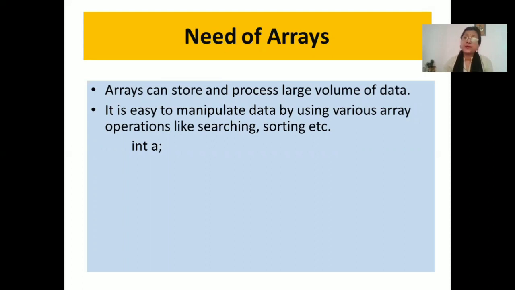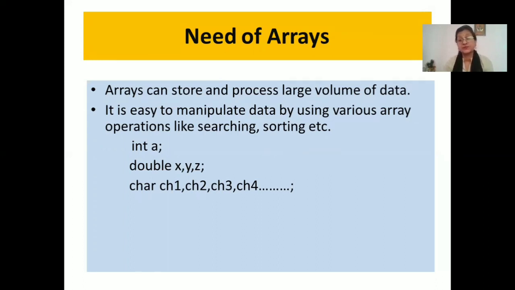Suppose there is only one variable in the program, it can be declared in a simple manner like int a. For more than one variable, again we can very easily declare, suppose double x, y, z. If there are more variables, suppose 10 or 12 variables, still we can manipulate them. We can handle them properly like char ch1, ch2, ch3, ch4. But see, if the number increases, then it becomes difficult to handle.